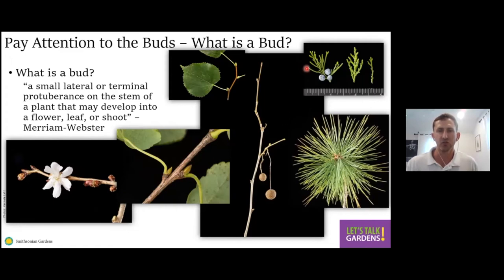Here's a juniper tree. You'll find the buds on this almost imperceptibly small here, out here at the tips of each of these scales on the juniper. And then of course, we're all probably familiar with the candles on the tip of the pine tree branch. That's where you'll find the buds on pines and many other conifers.